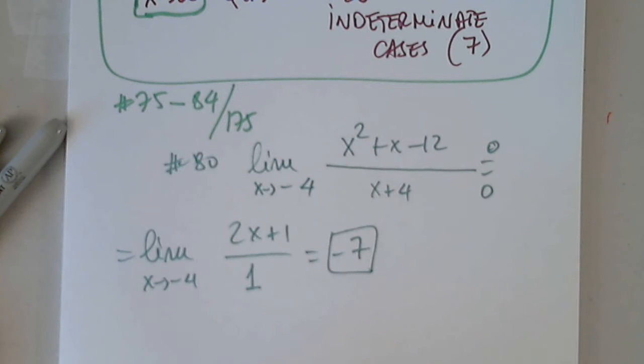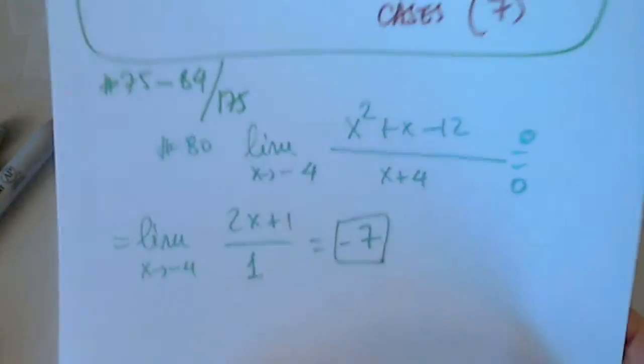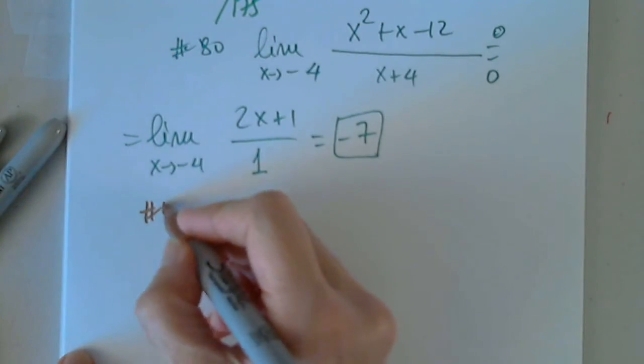Hirsch, can you hear me? Yes, perfectly. Okay, Hirsch. Can we do number 84? With pleasure. Let's do 84.